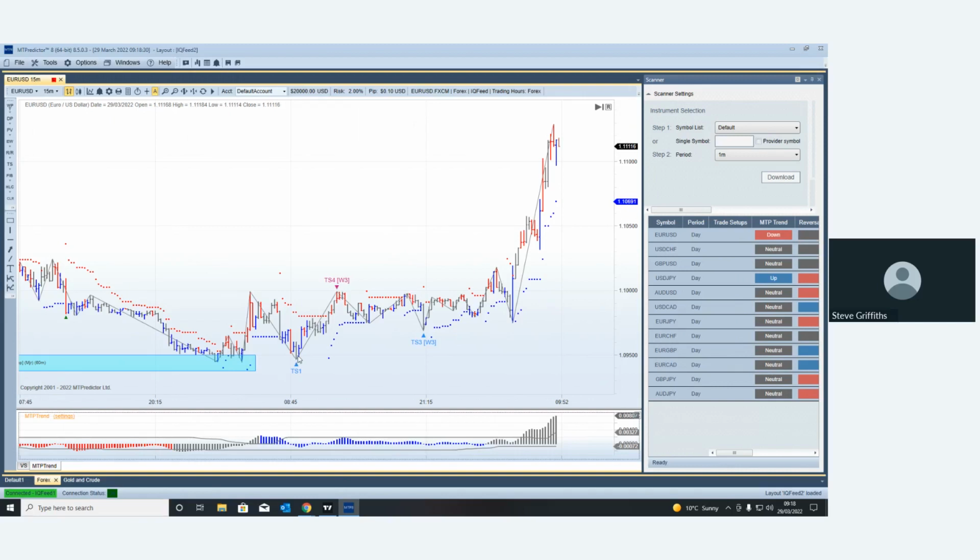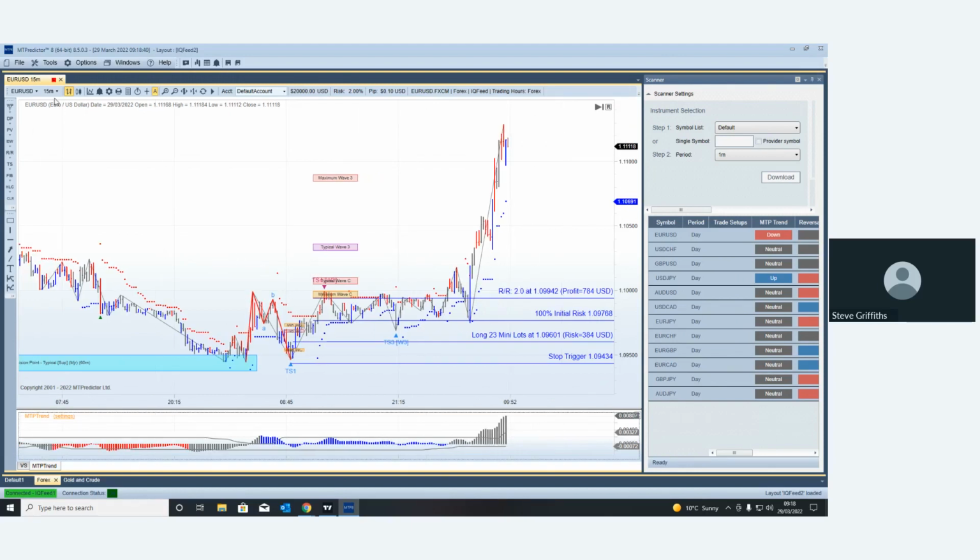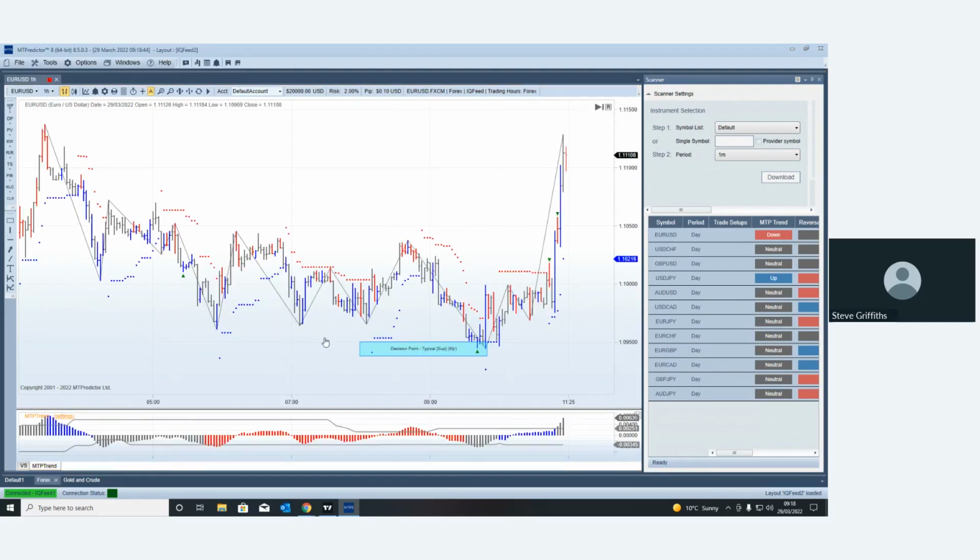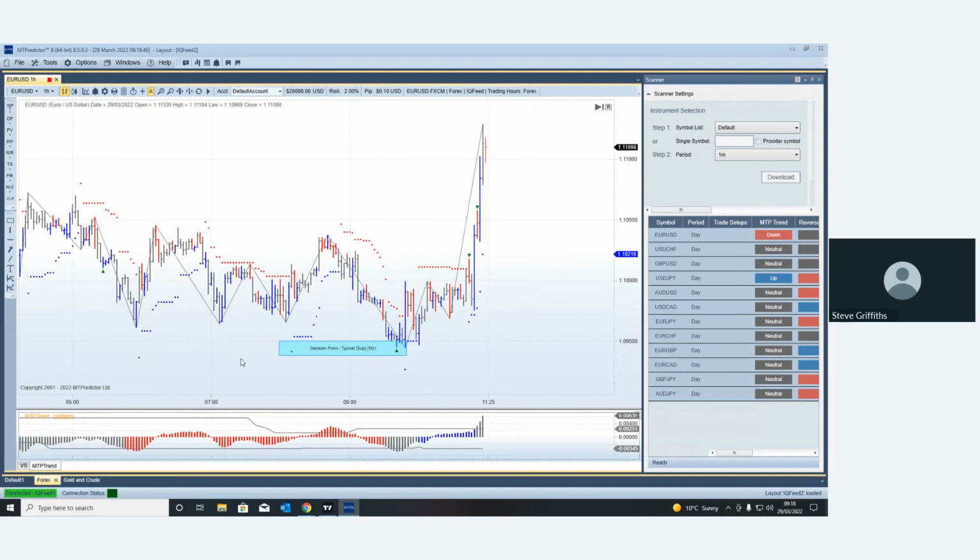So this was a good one to take. If we take this one, that would have gone to the first target there and made a 2R profit, which would have been nice. It was at the target, but let's have a look at what difference it would have made by going back out to the higher time frame and looking at where the higher time frame resistance would have been.